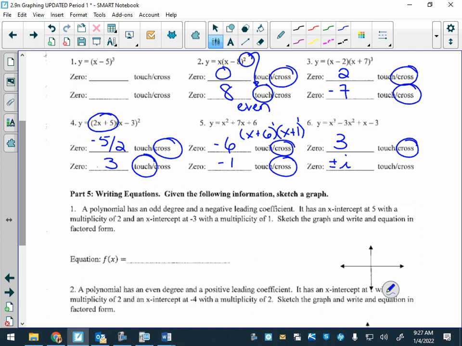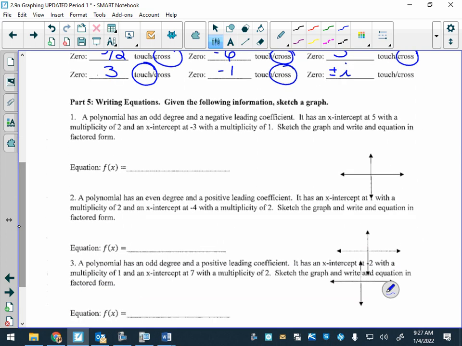Okay, this is all recap before break. Then if we look, we'll just do one of these. At number 1, a polynomial has an odd degree and a negative leading coefficient. It has an x-intercept at 5 with a multiplicity of 2, and an x-intercept at negative 3 with a multiplicity of 1. Okay? So how would you write an x-intercept at 5 as a factor?